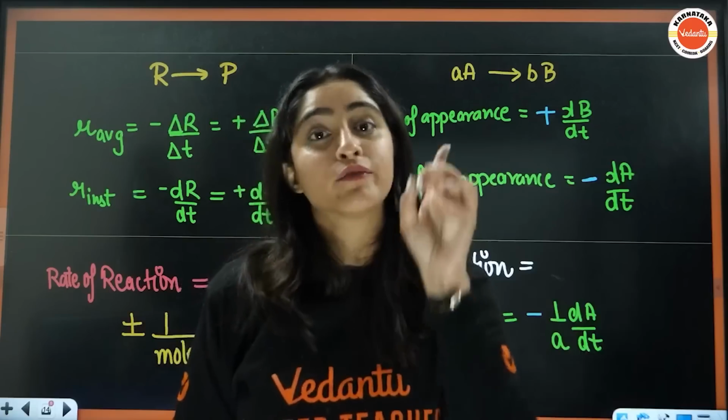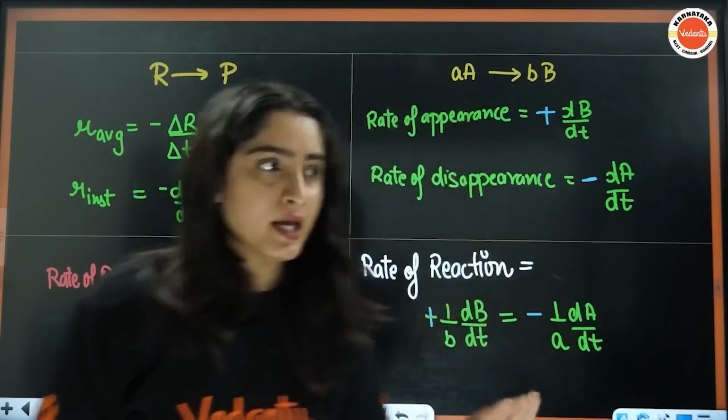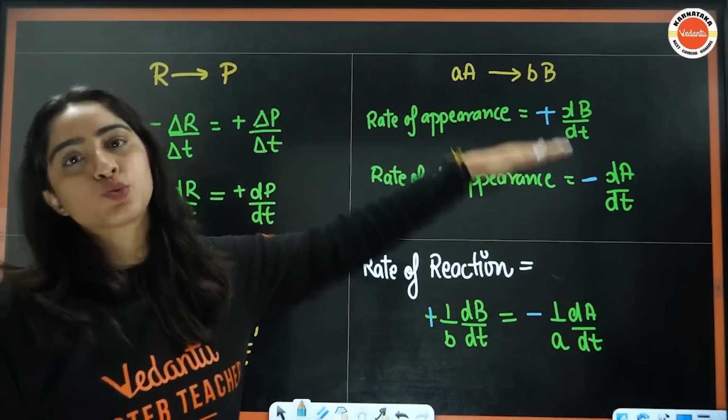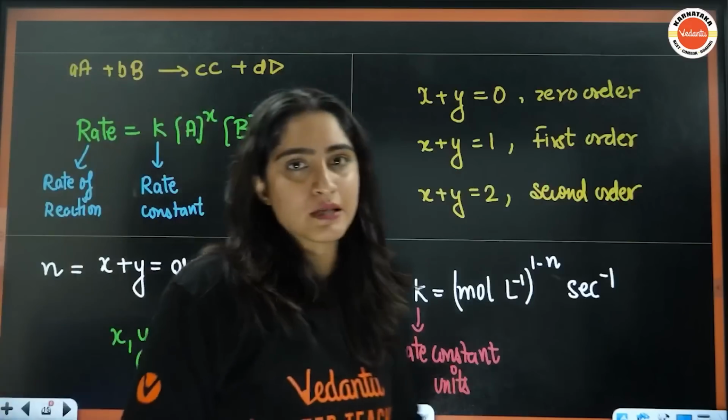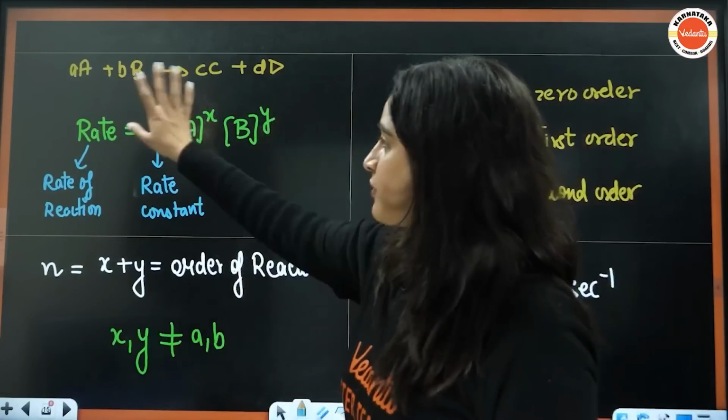Why? Because we calculate the rate of reaction for 1 mole only. So this is very important. Usually students get confused in this. Next we have the simple formulas for this reaction.